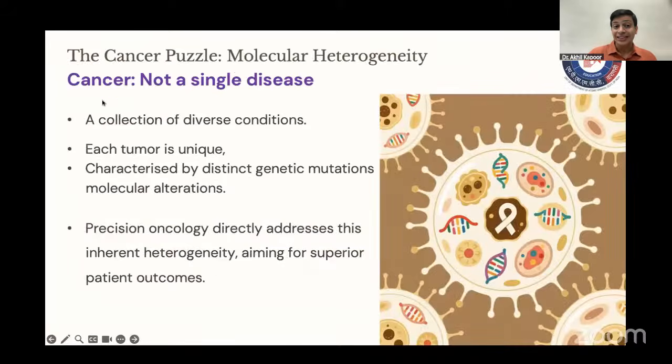This is what I try to highlight. It is not a single disease. It is a collection of diverse conditions, and each tumor is unique. Not even just the tumor, every patient is unique, and we need to identify the mutation and treat it accordingly. And if we don't have any targeted therapy for a specific mutation, the science is not yet advanced enough to treat that mutation. But after some years, we will definitely have some treatment options.